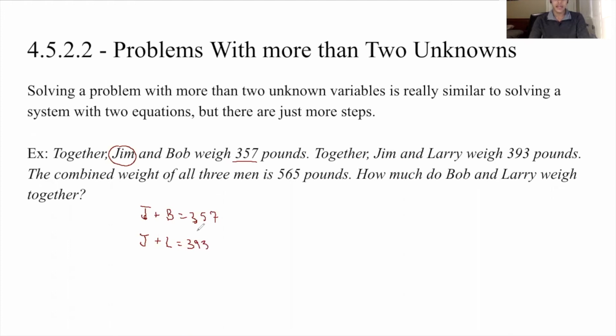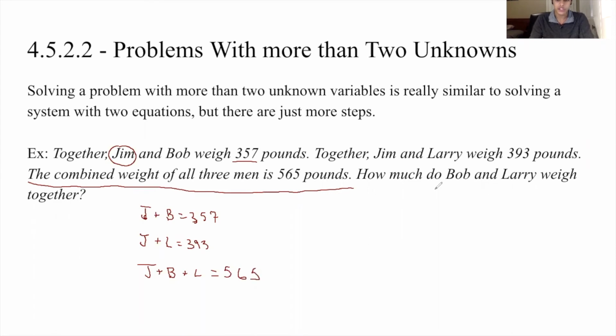And then finally, we have a third piece of information: the combined weight of all three men is 565 pounds. So if we take Jim's weight, J, and add that to Bob's weight, B, and add that to Larry's weight, L, so J plus B plus L, all of their weights, that gets us 565 pounds. And then, how much do Bob and Larry weigh together? That's not a piece of information that we can create an equation from. So we can just stop there, and now we have our system of equations.